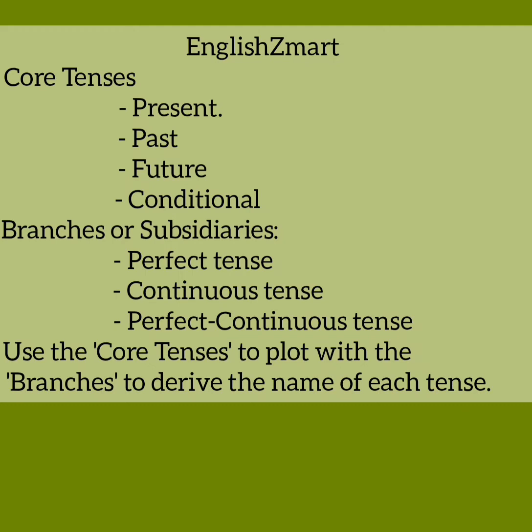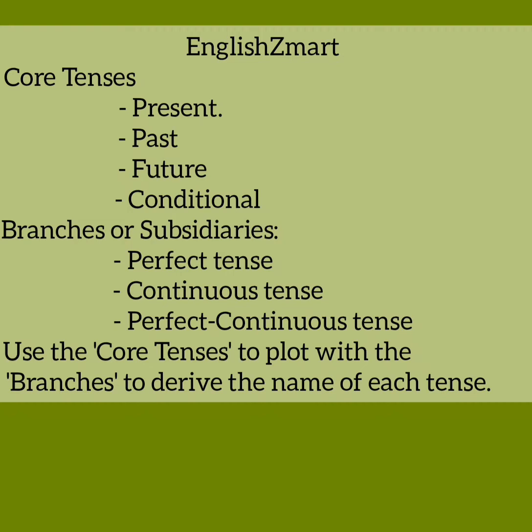At the top of the second column, insert the heading Perfect Tense. At the top of the third column, put the heading Continuous Tense. And at the top of the fourth column, insert the heading Perfect Continuous Tense. Now we are ready to populate the rows.